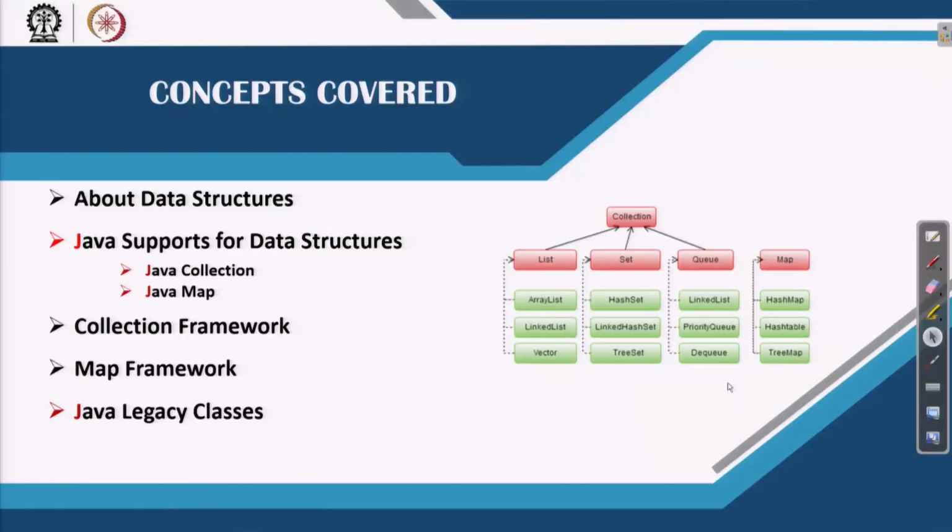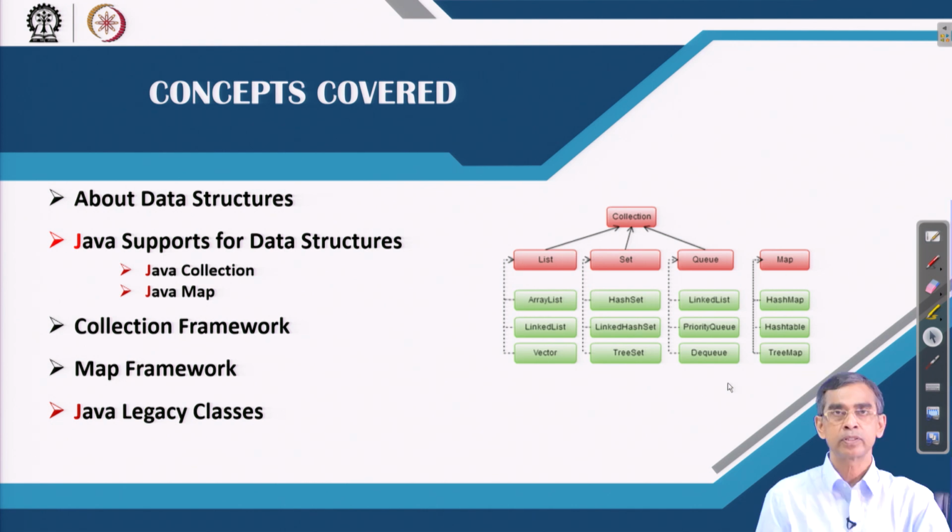In this lecture, we will try to cover, first of all, what is the usefulness of the Java collection framework in the context of data structures. So, we will start this lecture with a brief about data structures, which almost all of us know about, and then we will discuss the Java support for handling data structures. There are two frameworks Java developers have provided to us. They are called the Java collection framework and the map framework.